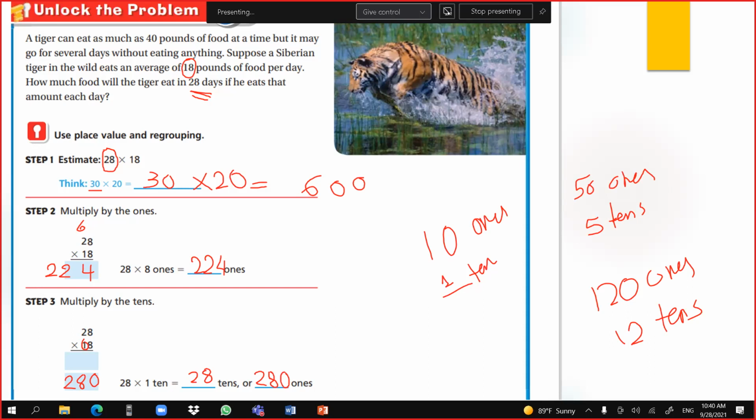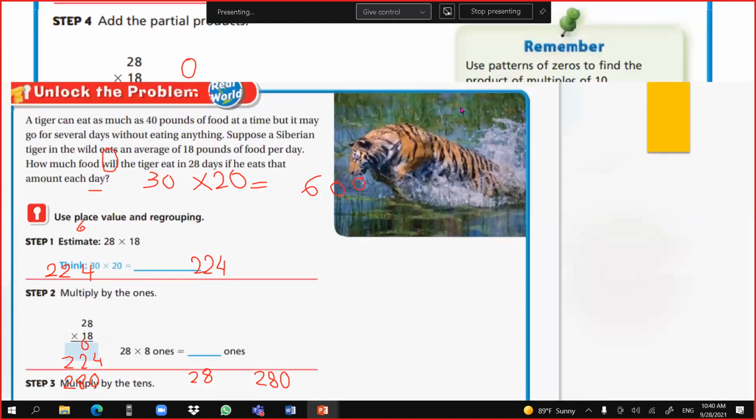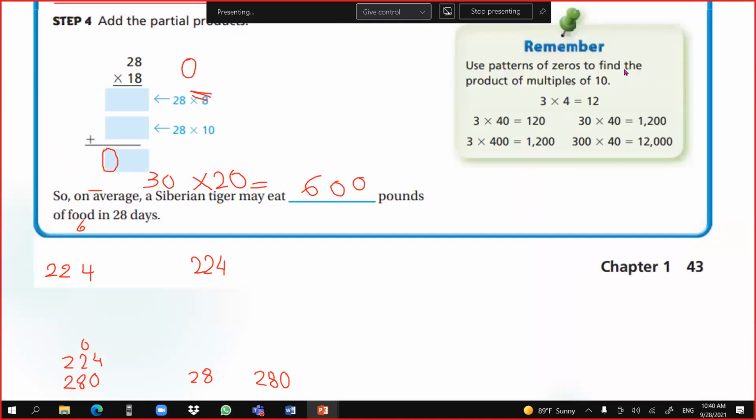So the first thing, as I told you before, you multiplied 8 by 28 and you get 224. And then you multiply 1 by 28 and you added 0 because I'm dealing with tens. Then after that, what do we have? We have 224 and 280. What do we have to do next? We're gonna add them. Bravo.